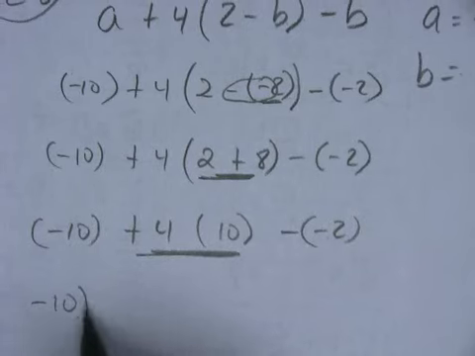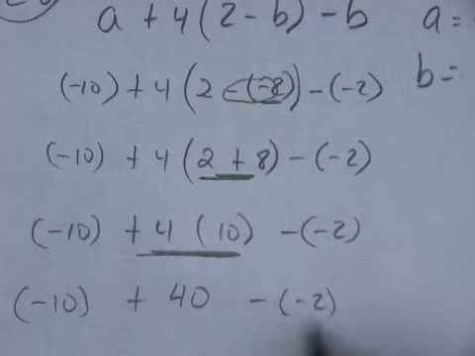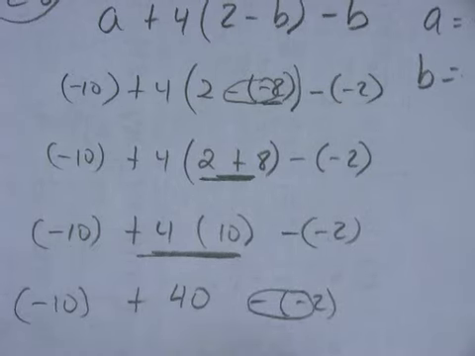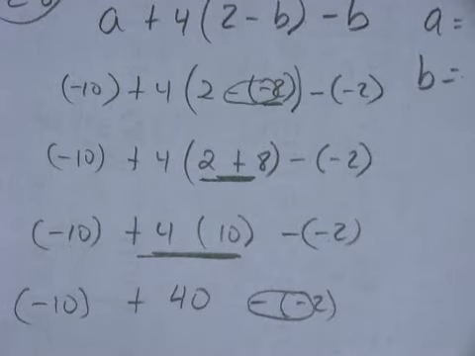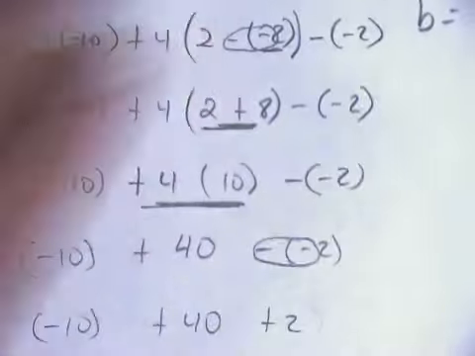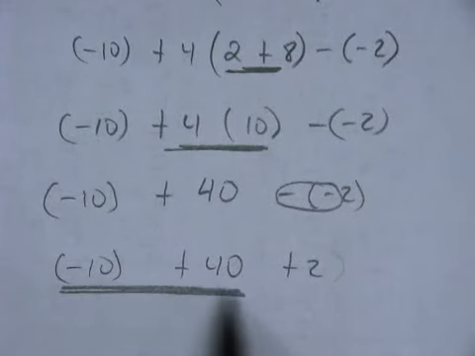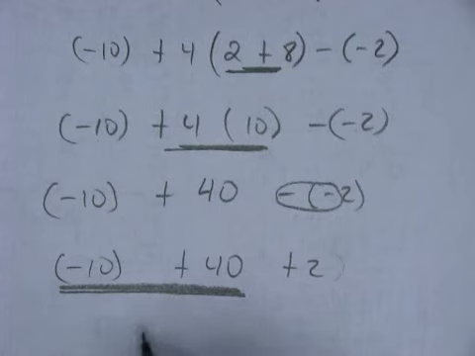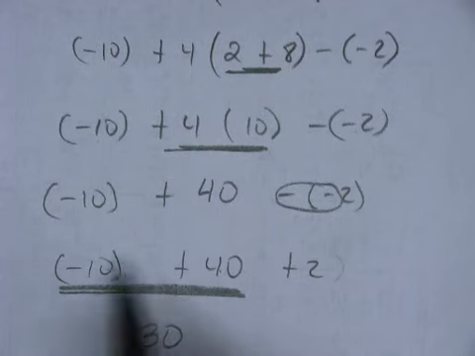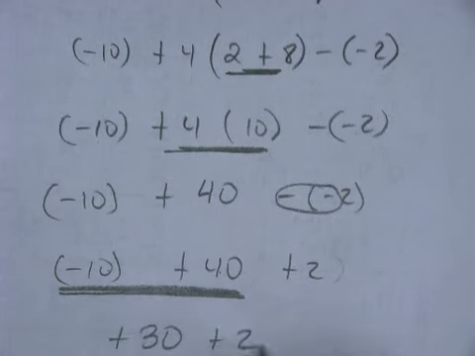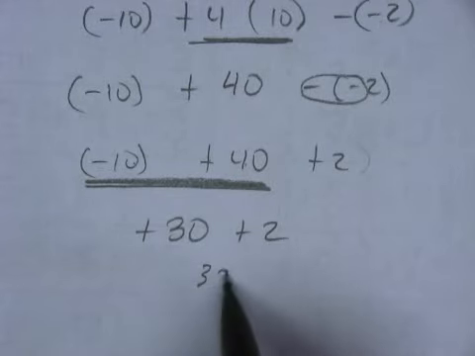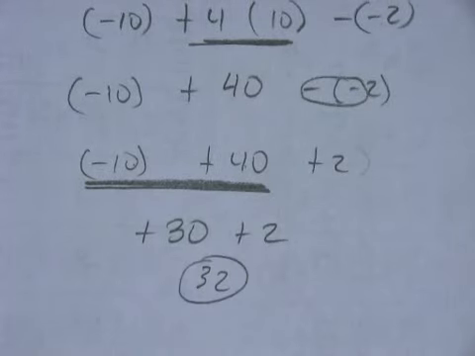So I'm going to bring down the negative 10. 4 times 10 is 40. Next one is two negatives. Signs are different, so I'll subtract. That gives me 30. 40 is bigger than 10, so I'll keep the positive, bring down the 2, and then 32. There it is. Good luck on lesson number 9.